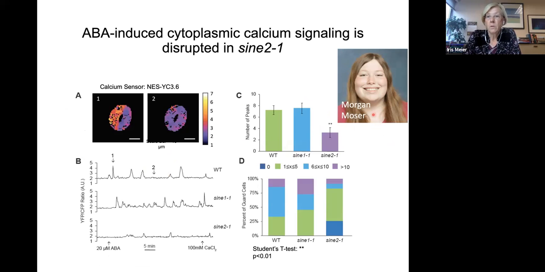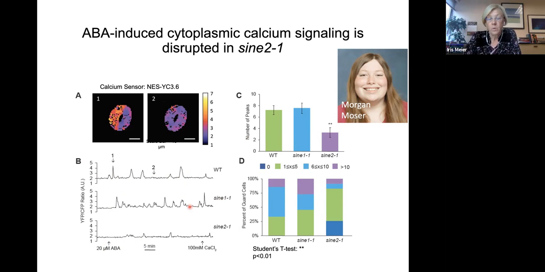Okay, so we try to recapitulate this type of experiment and then compare wild type and mutants. This is the work of my current graduate student, Morgan Moser. She decided to use the ratiometric calcium sensor YC3.6 for this experiment, and we've used a nuclear export signal on it because we want to really only look at cytoplasmic calcium in this case. This is just a false colored example of what this first peak and this trough looks like in this experiment. So she can recapitulate the typical calcium spikes in the cytoplasm in wild type. She also sees them in the SINE1 mutant, but they are mostly absent in the SINE2 mutant. And this is all quantified here over on the right.